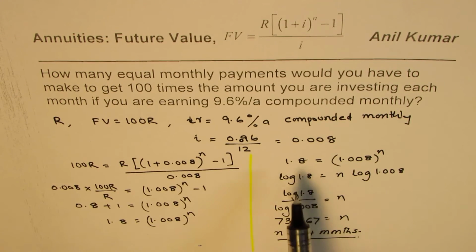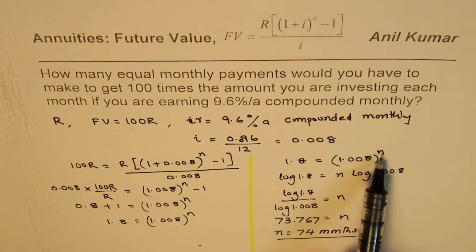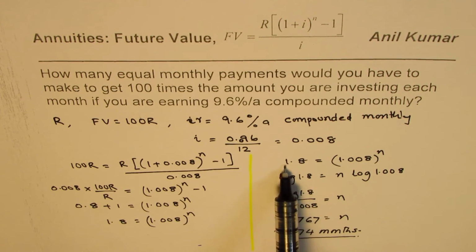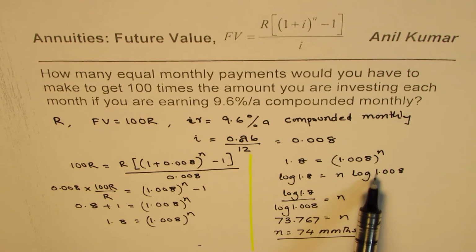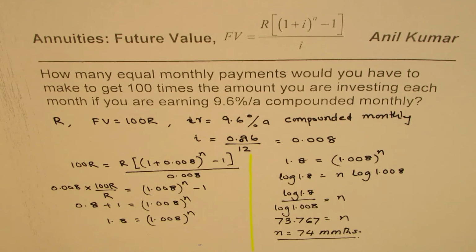It's easy to do. Use properties of logarithms to find. So that is the ratio of log of these two terms, right? Log of 1.8 divided by log of 1.008 gives you n, right? I hope that helps. We'll take a few more examples like this.